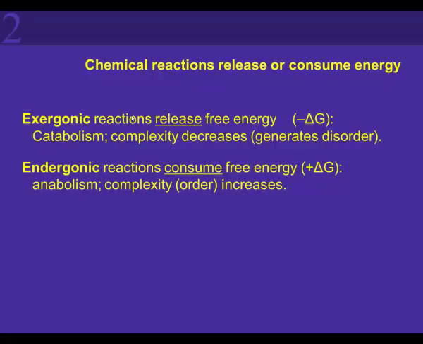Reactions that consume energy are called endergonic reactions, and they have a positive value of delta G. Anabolic reactions would be an example of this, and these are situations where complexity increases. So, for example, like in the formation of a polymer during a condensation reaction.